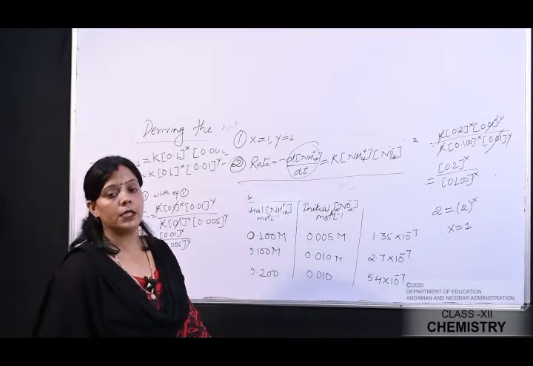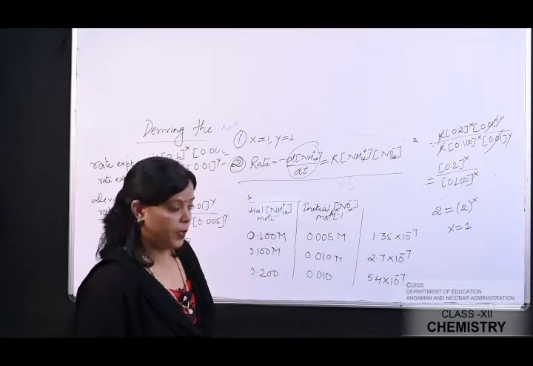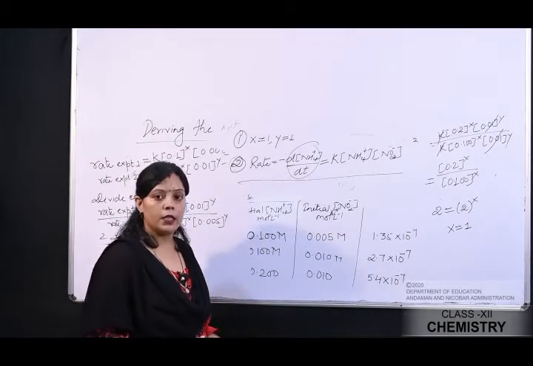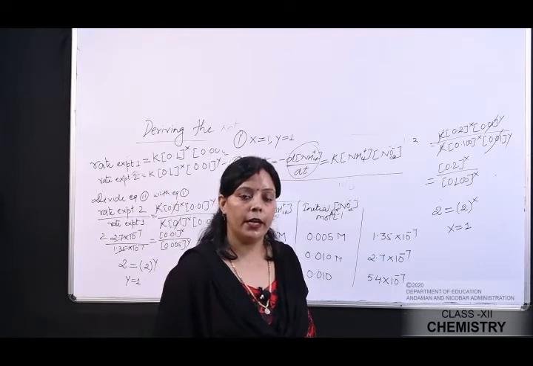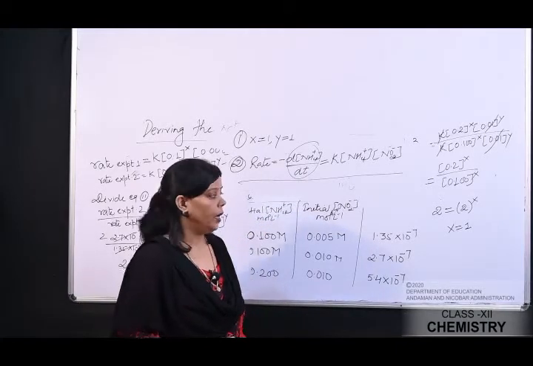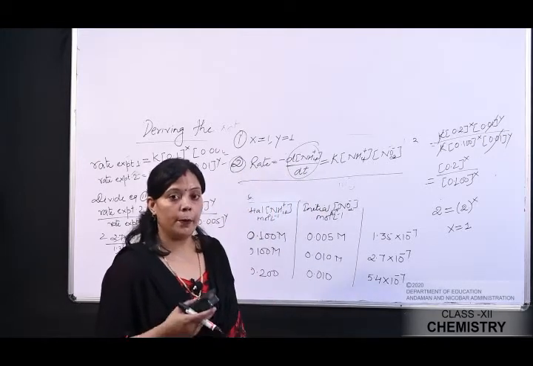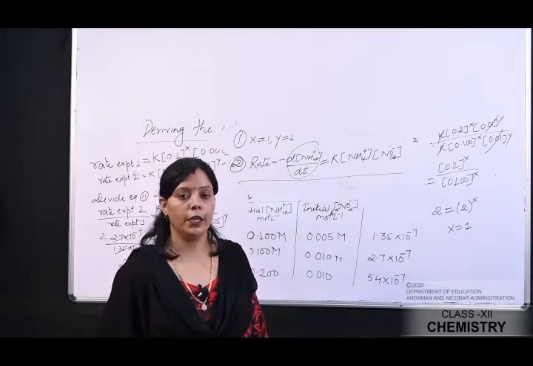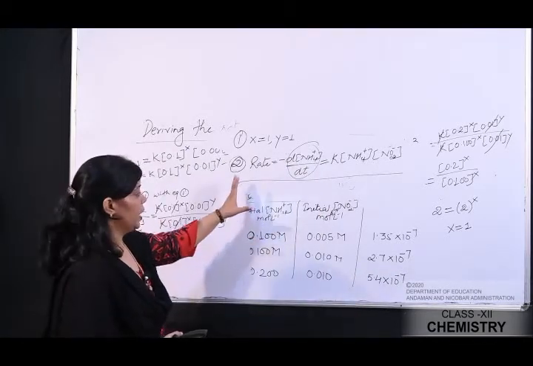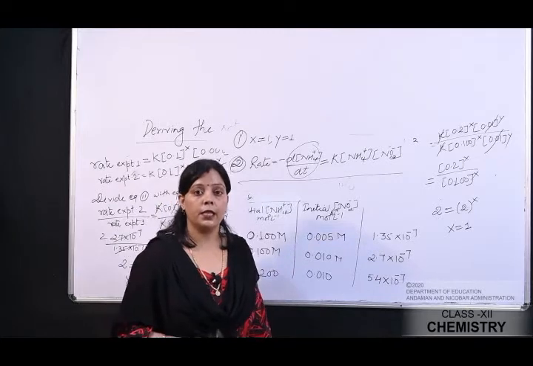So with the help of this initial rate method, we are able to derive the rate expression from the given kinetic data regarding the initial concentration of the reactant, and correspondingly their initial rate is also given to you. With the help of that we are able to derive the rate expression, and we can compare, and accordingly we can express the dependence of the rate of the reaction on the initial concentration of the reactant. So again I would like to explain this. The rate expression is given by the initial rate method.